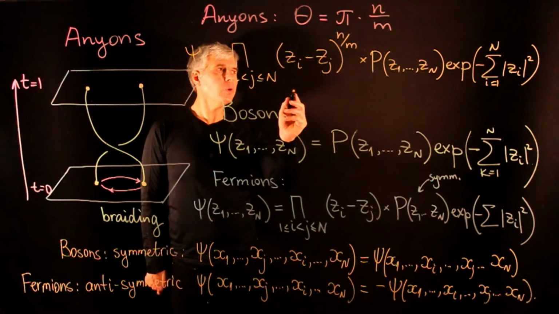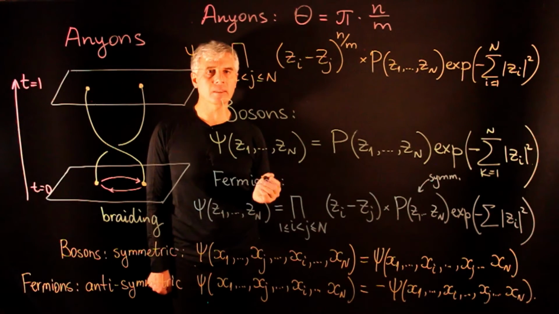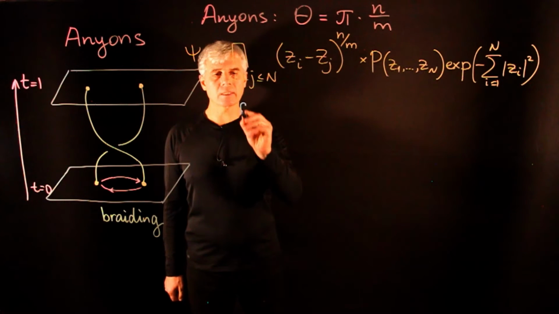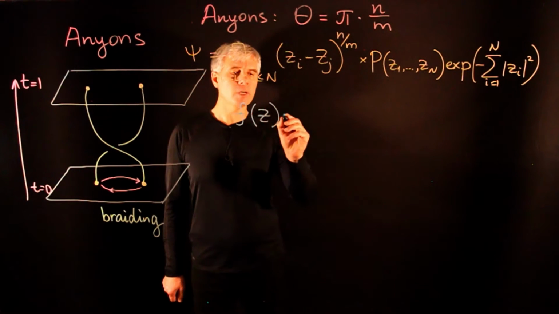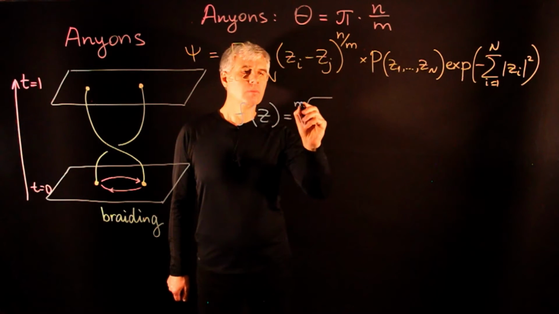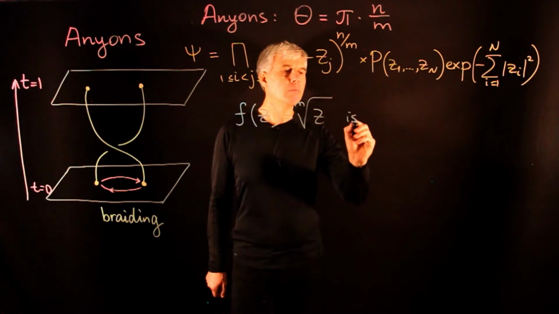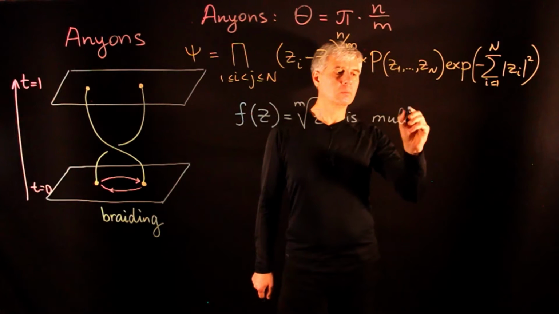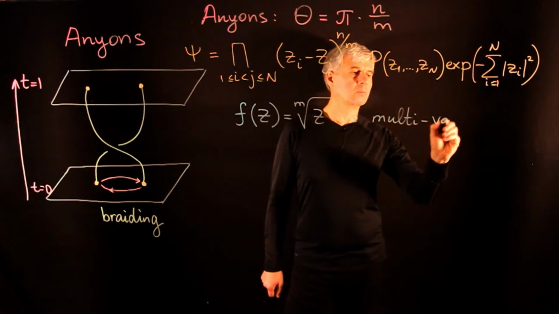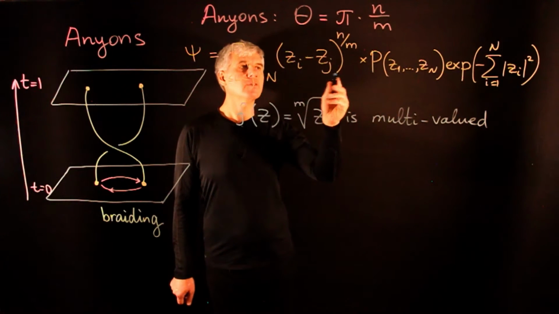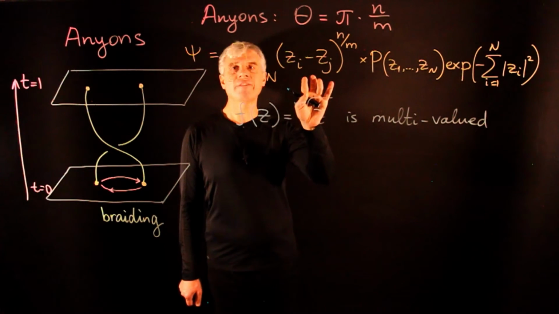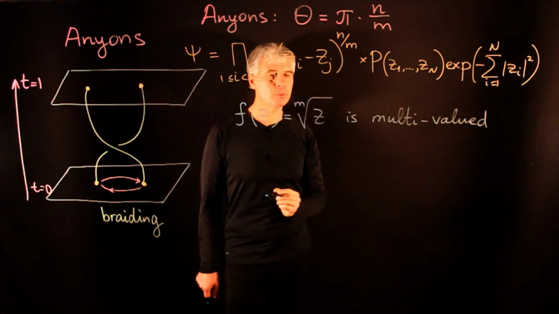This anionic wave function is much more delicate. The reason for this is that the complex valued mth-root function is multivalued. So we should be careful even when we interpret the value of the function psi.